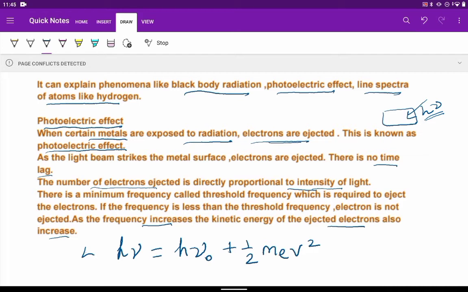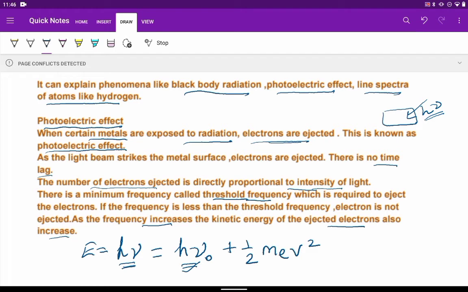That is, the energy of the radiation which is falling on the surface is given by h nu, and a part of it will be utilized to eject the electron. That will be given by h nu naught, where nu naught is the minimum frequency called threshold frequency. This is the minimum amount of energy required to eject the electron. If the frequency is less than nu naught, the electron will not be ejected. The energy which is hitting the surface is h nu, which is greater than h nu naught. That is, nu is greater than nu naught.